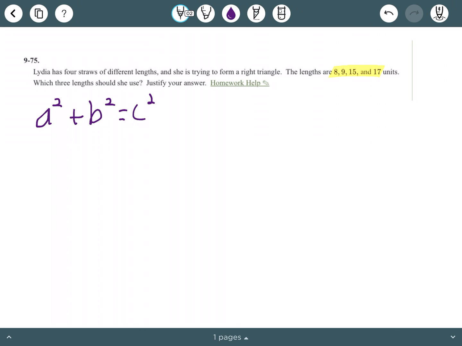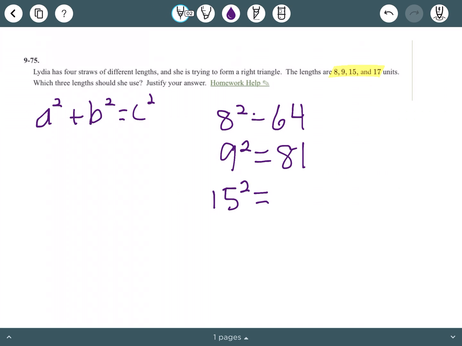So I know that 8 squared equals 64. I know that 9 squared equals 81. 15 squared is going to be 225. And finally, 17 squared is going to be 289.